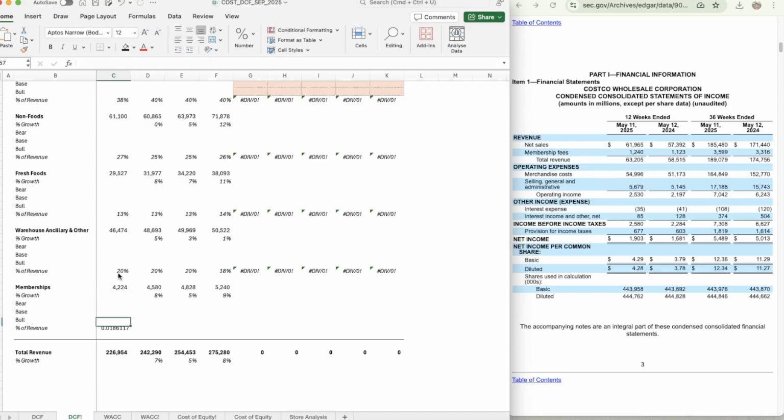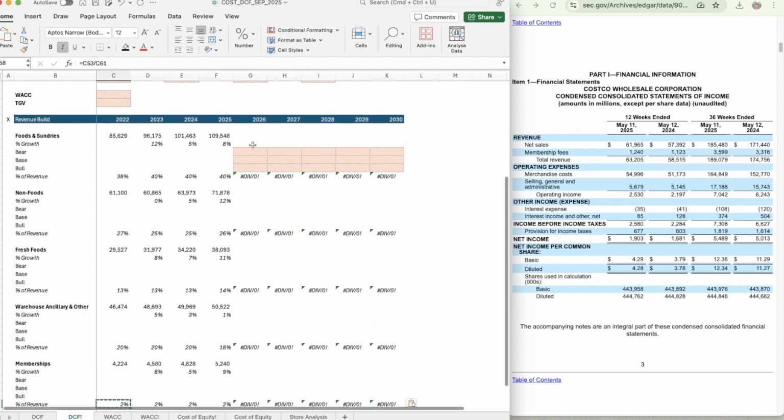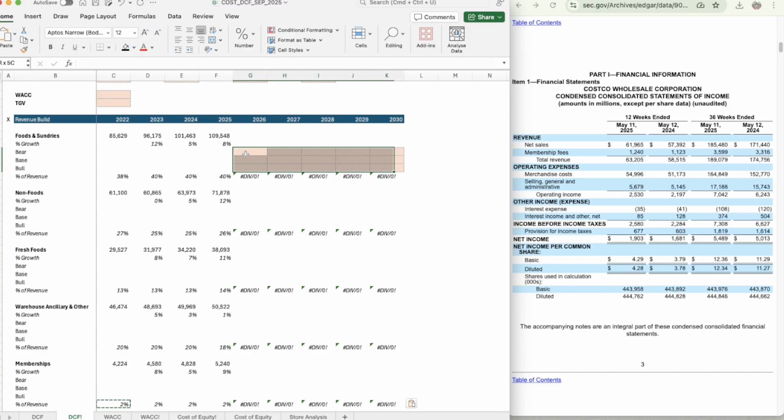Almost done. Yeah, 2%. We'll see that on the net income when we get there, which I imagine it will be about 2%, and that's just from the membership fees, which are pure profit.